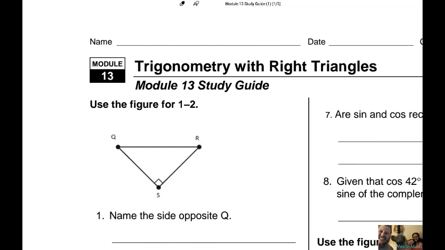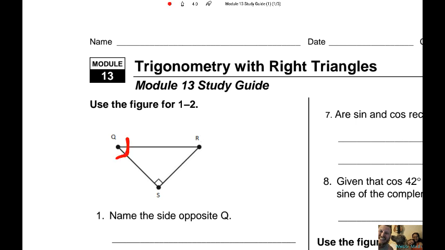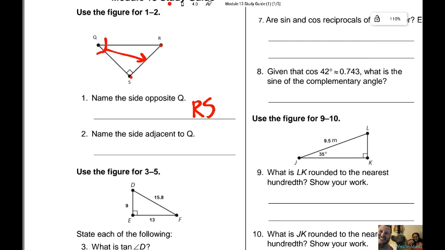Mod 13 study guide. Here we go. So number 1, name the side opposite of Q. So basically, here's our reference angle, Q. Opposite again is literally looking all the way across, and it looks like they call this guy RS. Okay, side R to S.